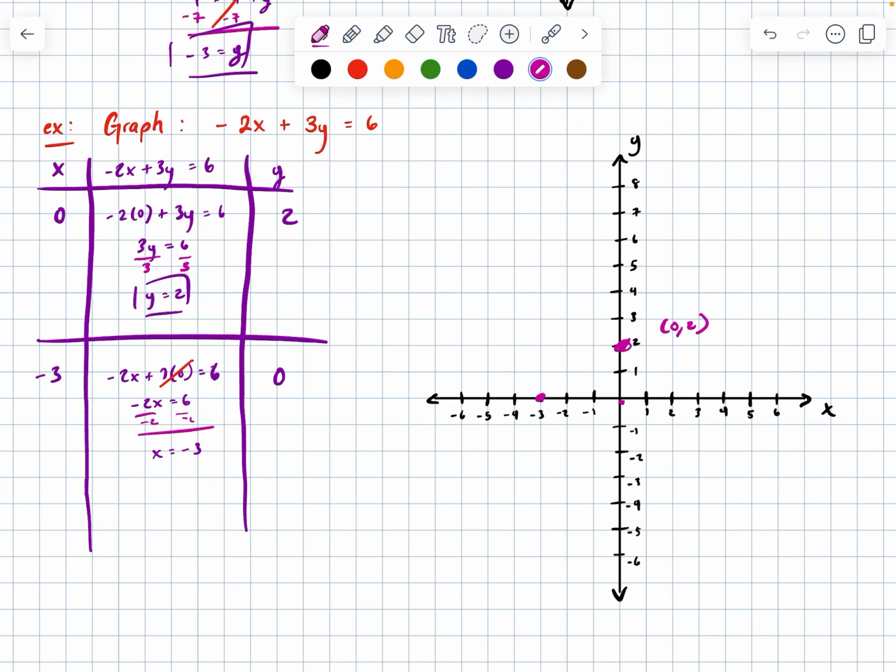Nice. So negative 3. Who says that a 3rd grade teacher can't graph a line? So we've got negative 3 comma 0. It's me. I said the 3rd grade teacher can't graph a line. Negative 3 comma 0.